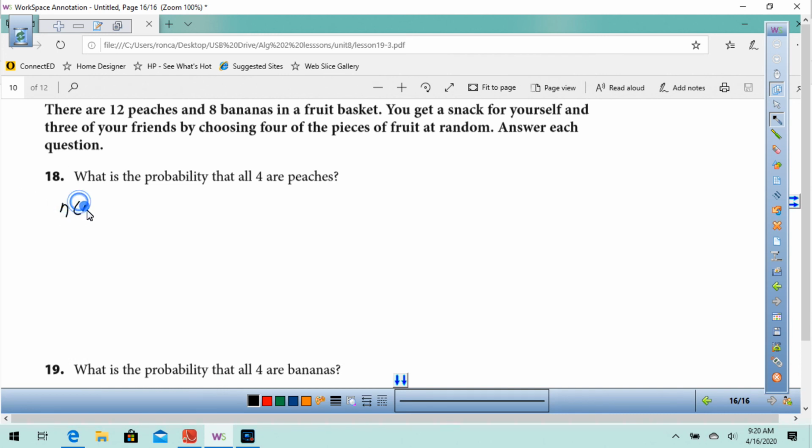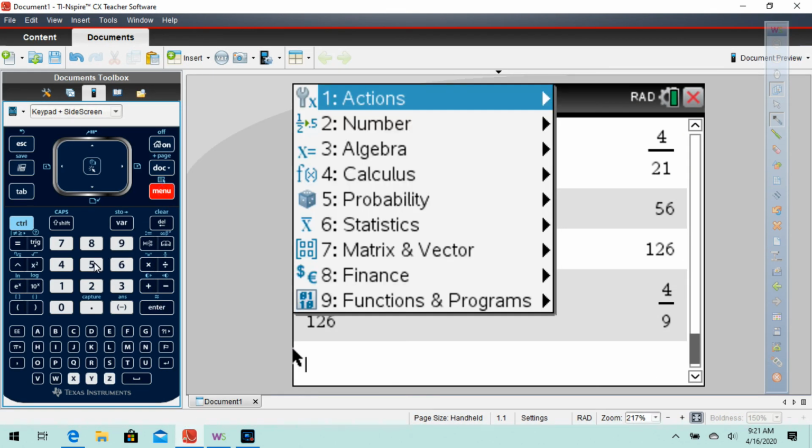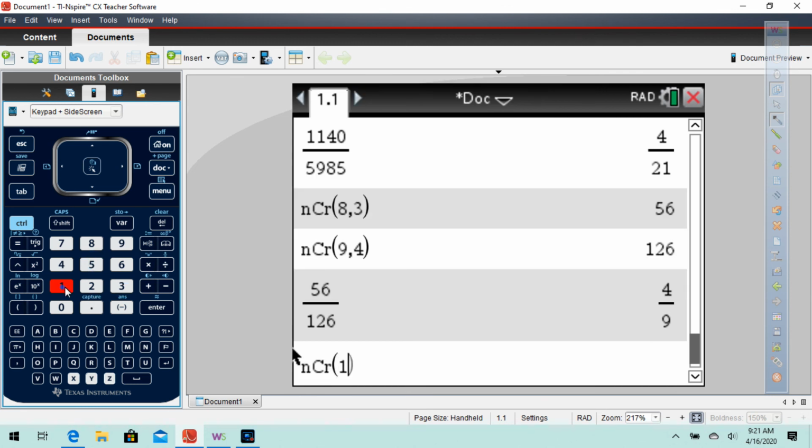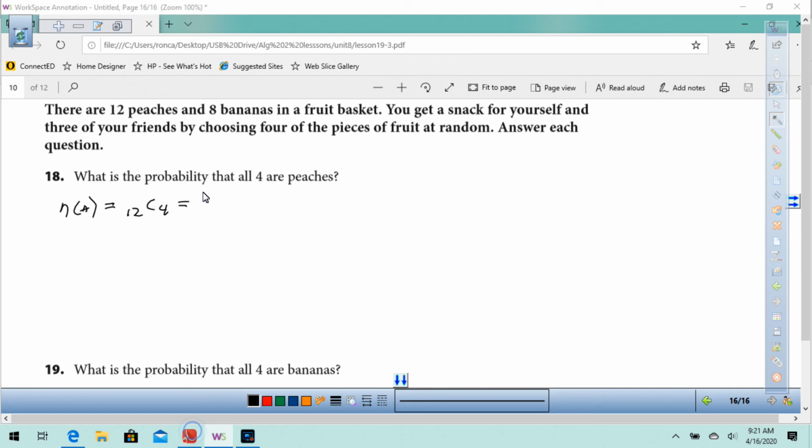Okay, N of A, all 4 are peaches. Well, there's a total of 12 peaches, so we got 12 choose 4, because it doesn't matter which one, well, it does, but maybe it does. You don't want the bruised one, do you? For argument's sake, we're going to say it doesn't matter. 495. And then now, what about the sample space?